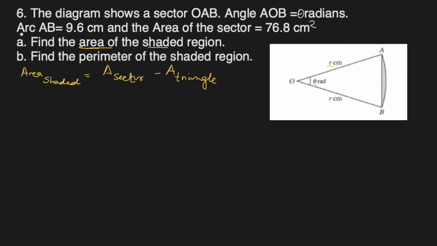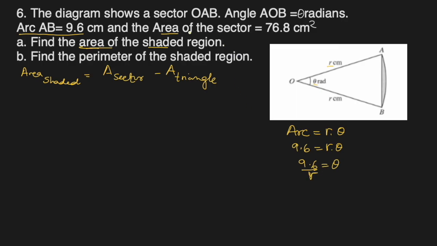So let's use this fact first. Arc length is always equal to r multiplied by the theta it is subtending at the center. The arc length they have given as 9.6, equal to r, which is unknown, times theta. I want to find r first, so I can isolate theta. So I can write theta is 9.6 over r.